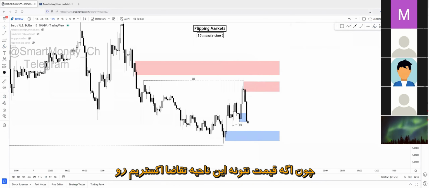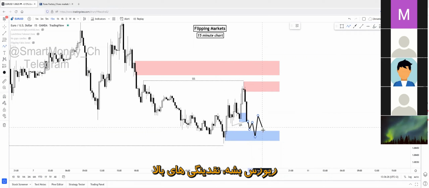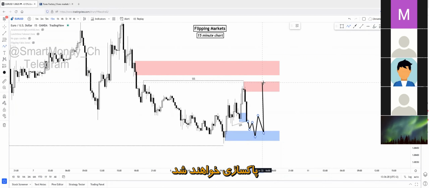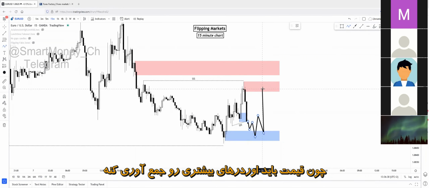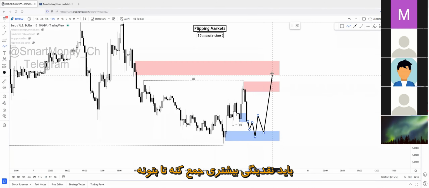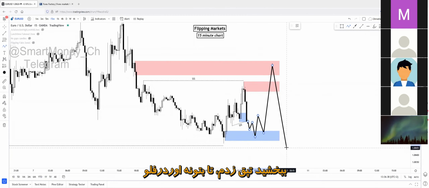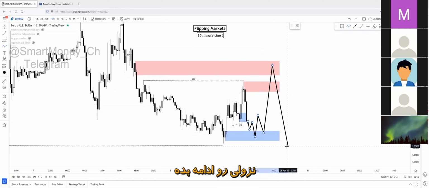Because if price can break below this extreme demand zone, and it reverses on this demand zone, the sweep of this liquidity line right here will happen, because price has to collect more orders. It has to collect more stop losses, more liquidity, in order to continue the overall bearish order flow.